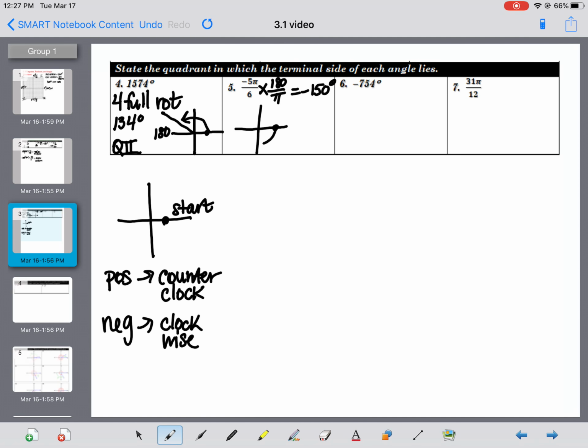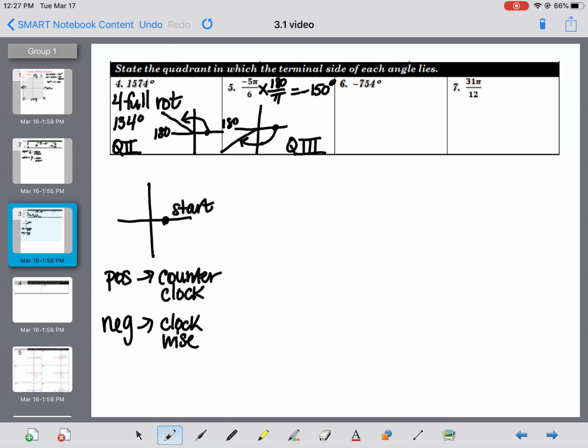Okay, so this first quadrant, really quadrant 4, is 90 degrees. I'm going to need more than that, but less than the 180 degrees that I would get over here. So my terminal side is going to be in quadrant 3.